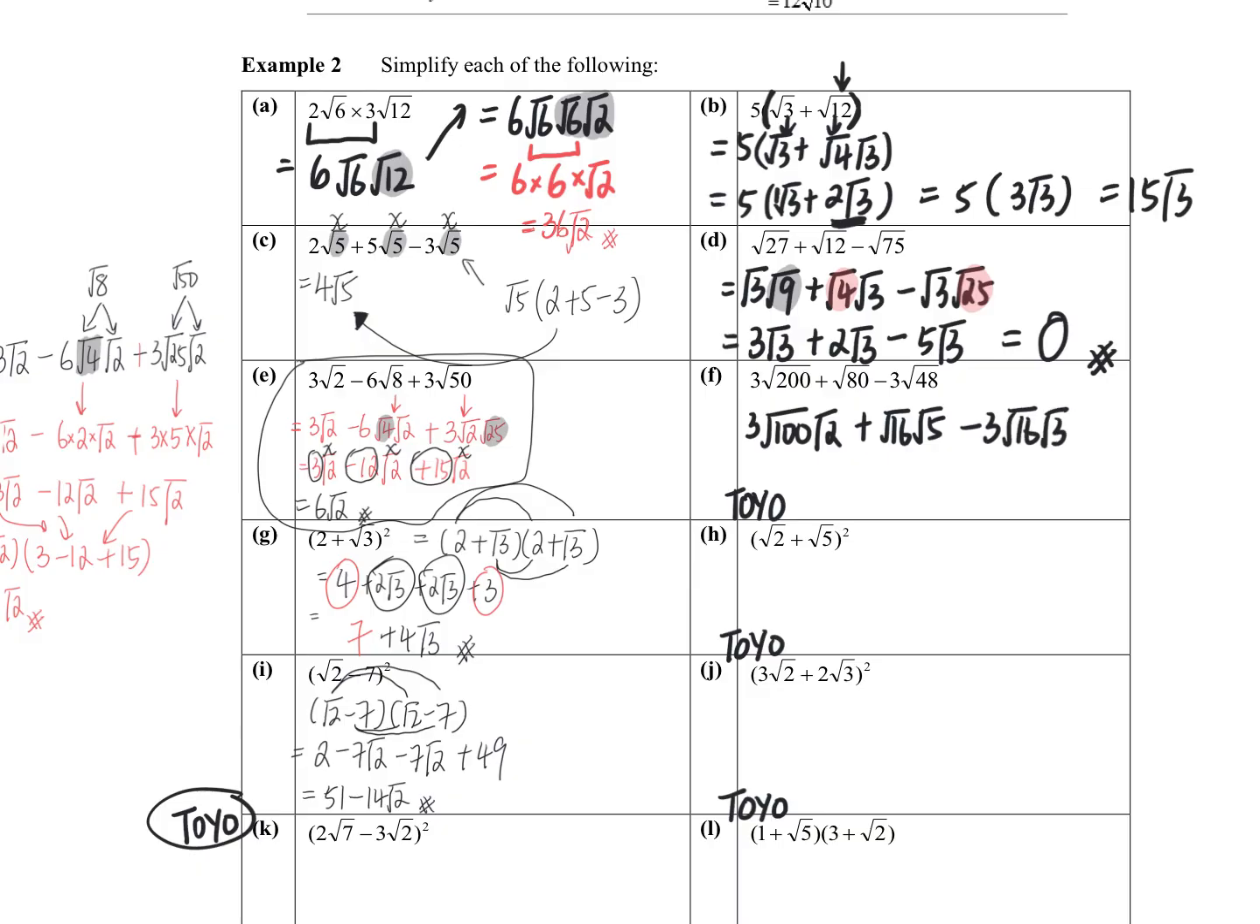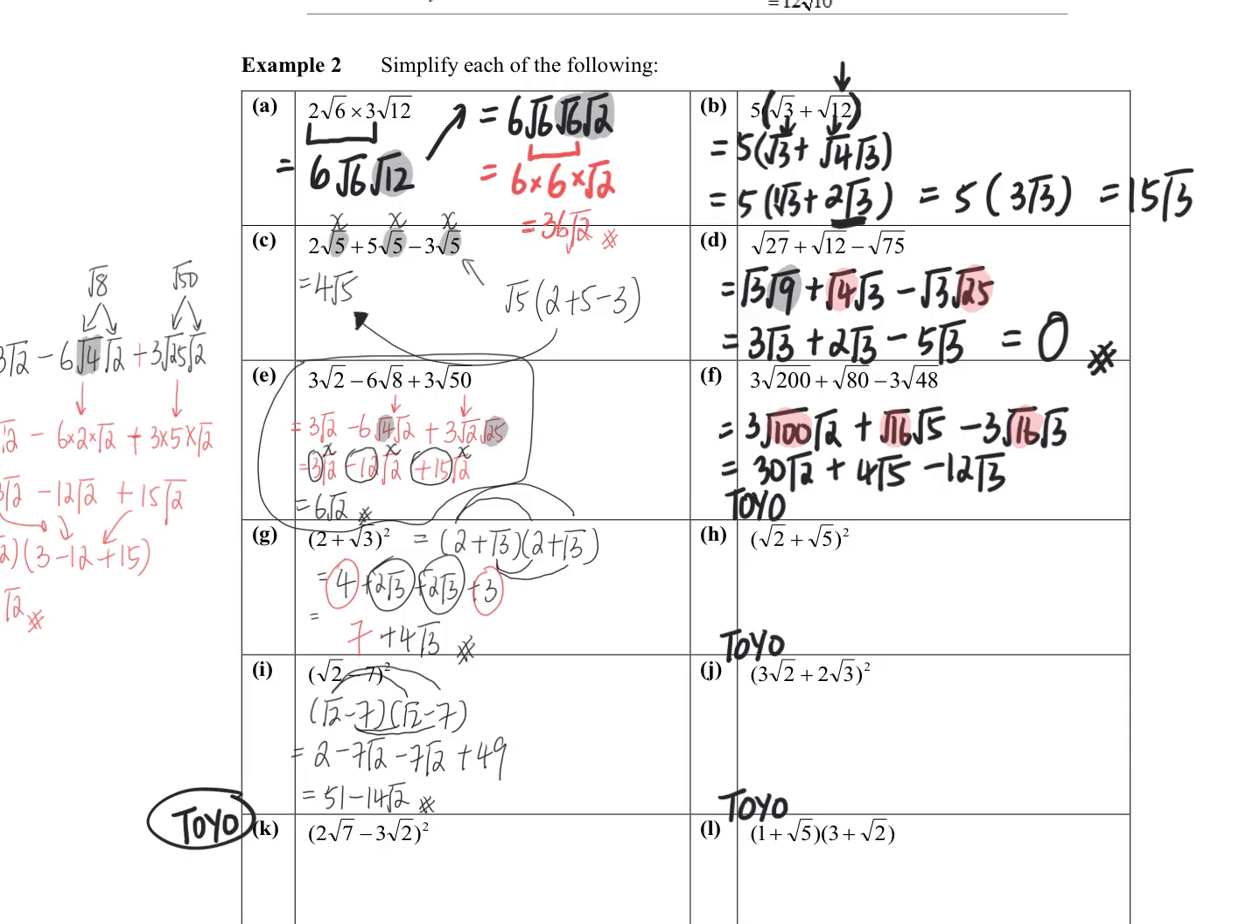So always try to split it up into the biggest perfect square possible, so that you don't have to simplify so many times. Okay, so the 100 and the 16 can all change to whole numbers. So 3 times 10 is 30. This is 4 root 5. And then this is 4 times 3, 12.